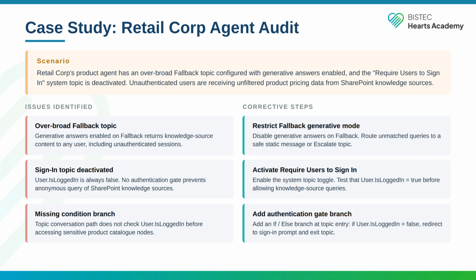The corrective steps address each issue in sequence. For the fallback topic, disable generative answers. Route unmatched queries to a static safe message: "I could not find an answer to that. Please contact HR," or directly to the escalate topic. Generative answers on fallback are appropriate only in agents with no sensitive knowledge sources and fully authenticated sessions.